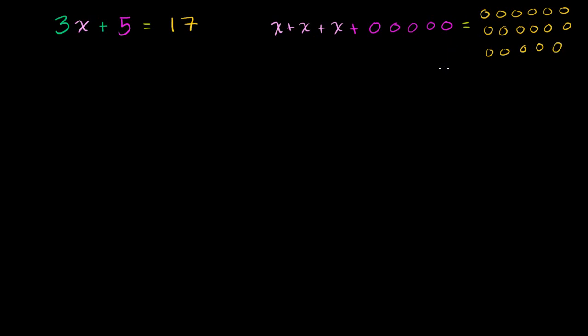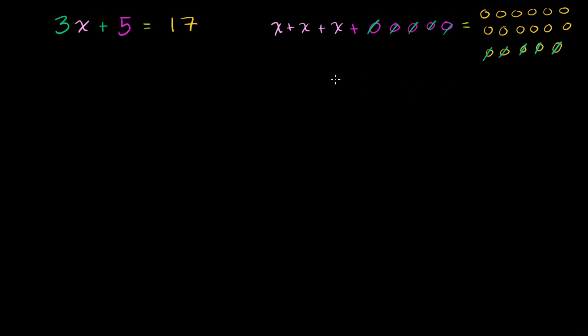Now, what can we do to both sides of this equation so we can get it in the form that we're used to, where we only have a 3x on the left-hand side, where we don't have this 5? Well, ideally, we would just get rid of these 5 objects here. 1, 2, 3, 4, 5. But like I said, if we get rid of 5 objects from the left-hand side, we have to get rid of 5 objects from the right-hand side. So we have to do it here too. 1, 2, 3, 4, 5.